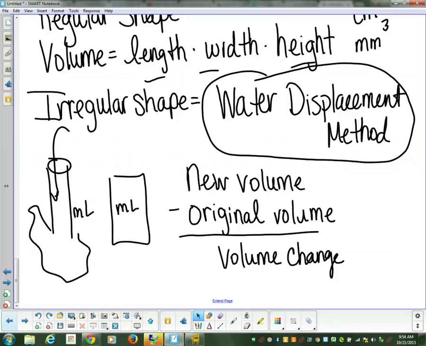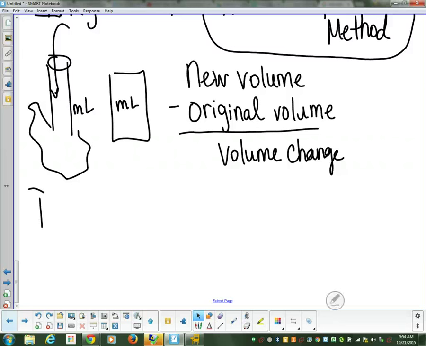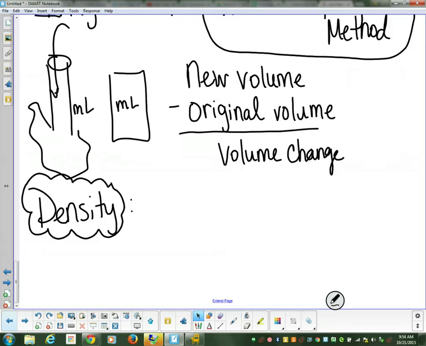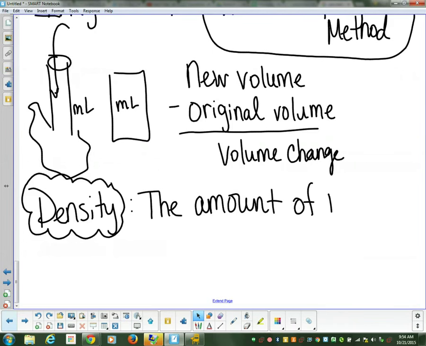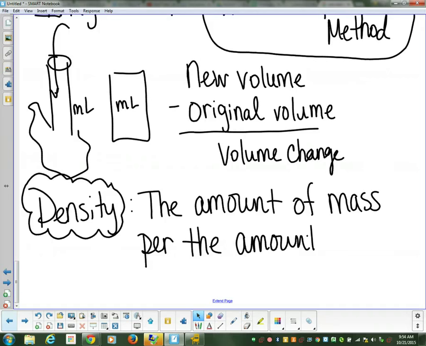We're almost done. The last definition is density. Density is the amount of mass per the amount of volume.